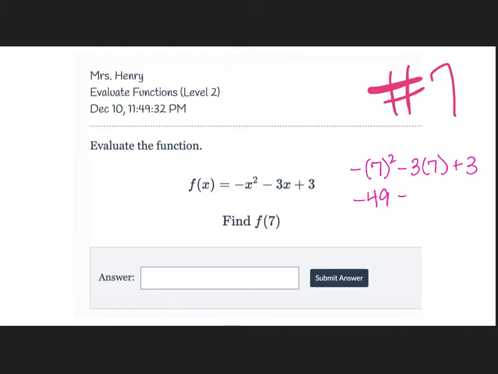Negative 3 times 7 is negative 21, and then we have plus 3. All right, so we're going to go left to right, so negative 49 minus 21. That's going to give you negative 70. And then negative 70 plus 3 is going to give you a final answer of negative 67.